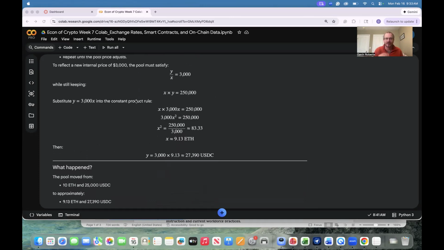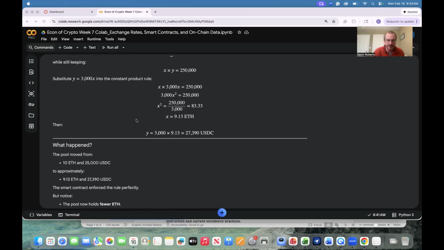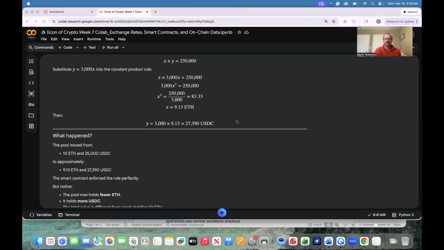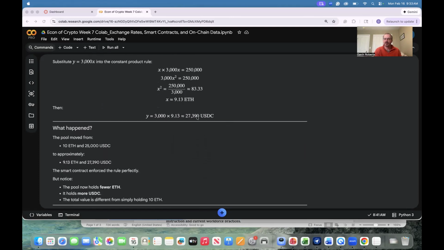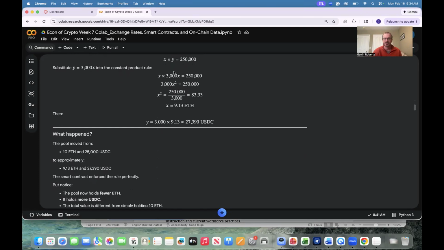So to reflect the new internal price of 3,000, what had to happen? They had to go to 9.13 Ethereum. And then notice that now there's also more USD in the pool. So this is where those numbers should settle, because remember we said this one's going to get bigger as US dollars go into the pool. This one's going to get smaller, and then we can just do this math to get to, okay, well, what are the new numbers after that?